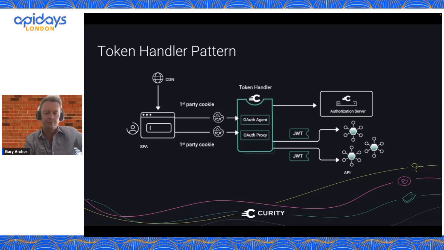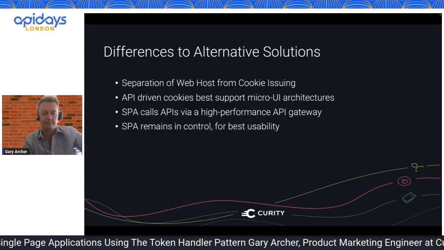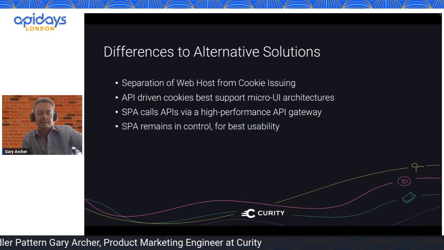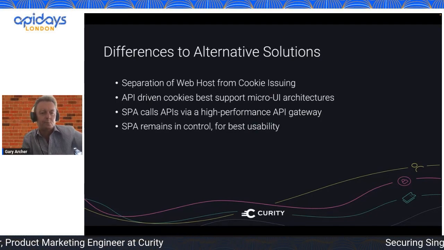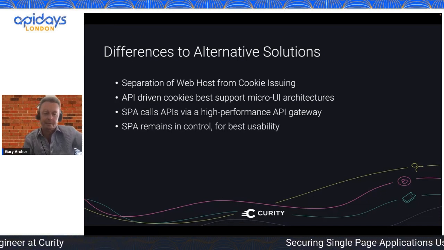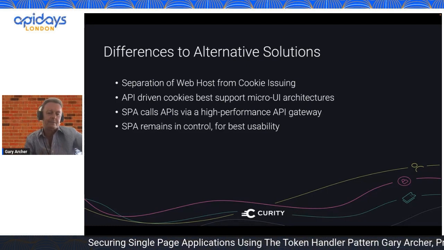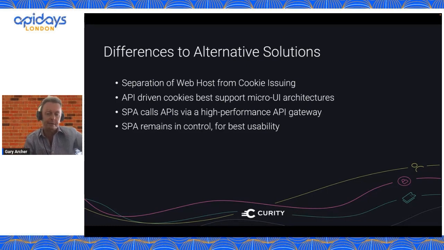So let's drill a bit further into what the token handler pattern is and what's different about it. The differences to alternative solutions, probably the main one is the separation of web host from cookie issuing. So the cookie issuing is done on the API side of the architecture, and that serves the SPA in the best way. It maintains all of the benefits. And when single page apps call APIs, they don't do so via a web backend, they call a high performance API gateway. And so ultimately the token handler components serve the SPA and ensure the best control and usability for the front end.